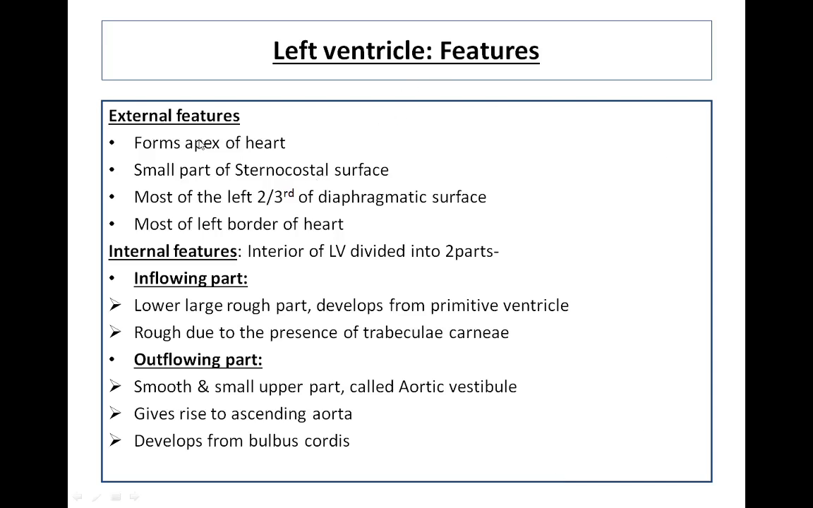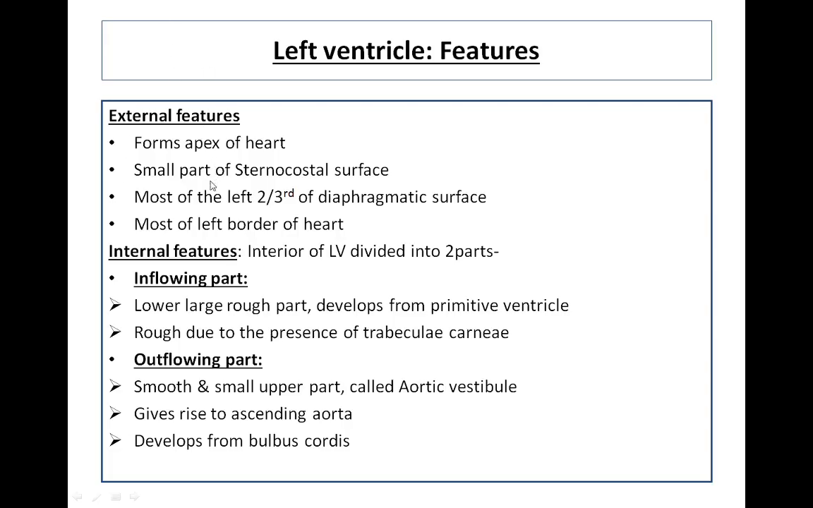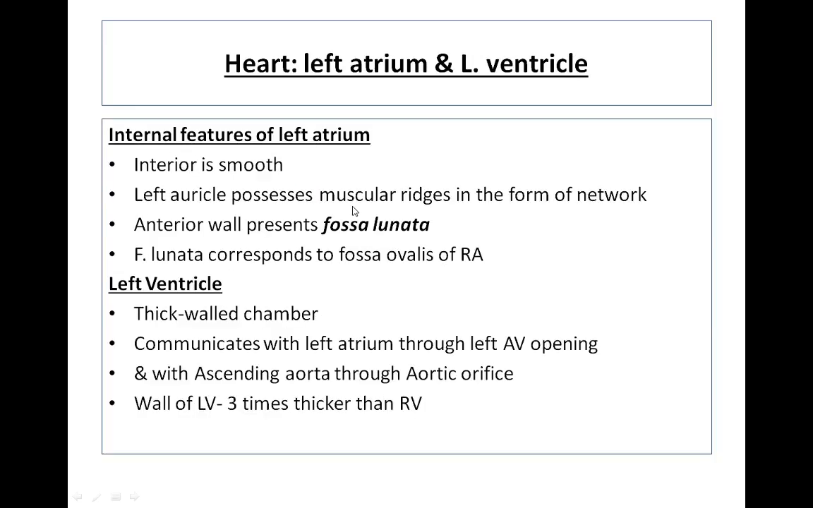Now what are the external fissures present over the left ventricle? It forms the apex of the heart, so this is the apex of the heart, and a small part of the sternocostal surface. Already I have said, on the anterior surface there is the anterior interventricular sulcus. Just left to the anterior interventricular sulcus, we have the left ventricle. So a small part of the sternocostal surface and most of the left 2/3 of the diaphragmatic surface.